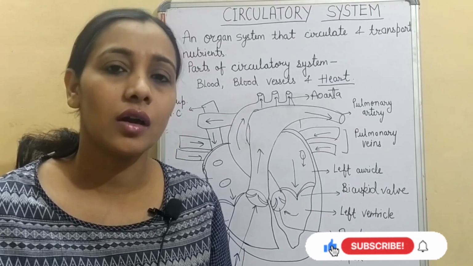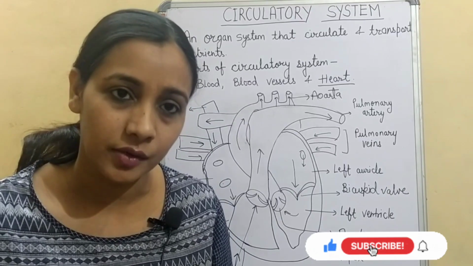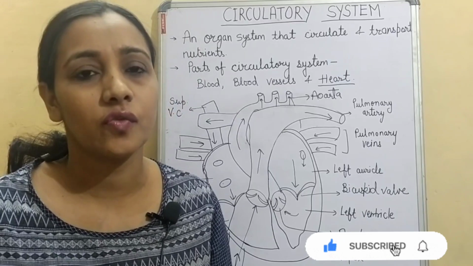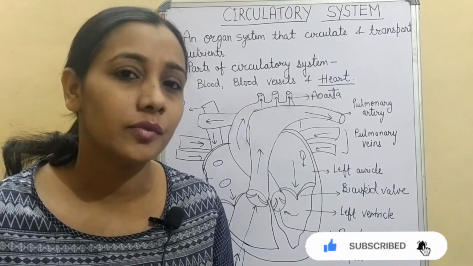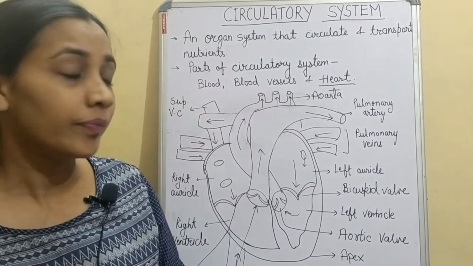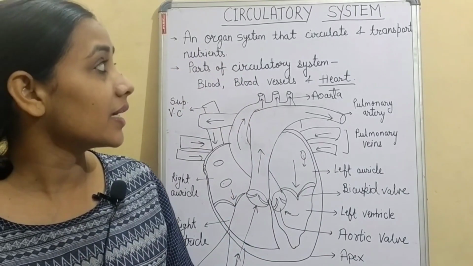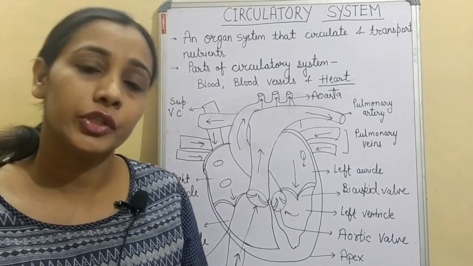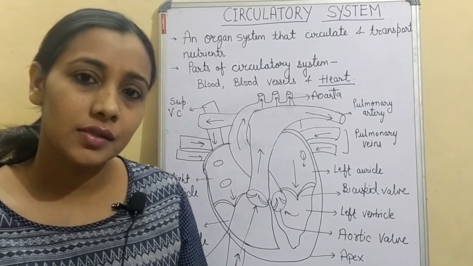So the structure of heart comes under the circulatory system. So before starting the structure of heart, we will just get a brief about the circulatory system. What is circulatory system? It is an organ system that circulates and transports nutrients. So what is organ system?